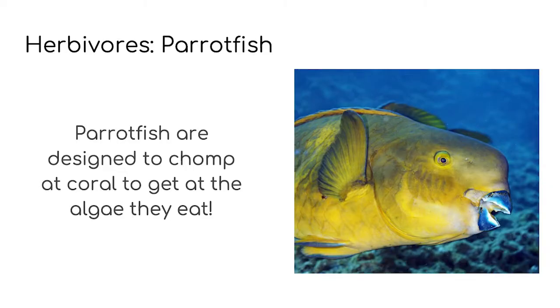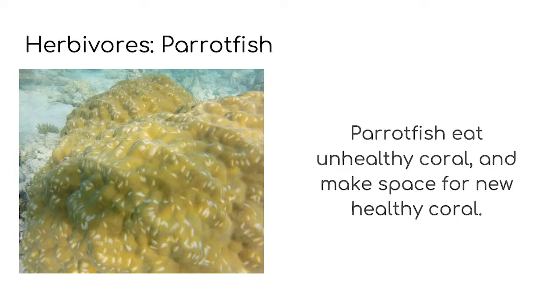Parrotfish are designed to chomp at the coral to get the algae that they eat. They have beaks, or dental plates, instead of mouths with teeth, which are perfect for scraping at the hard coral reef structure. Although parrotfish only digest the algae that lives on coral, they still have to eat the coral. You might think, looking at this picture, that parrotfish are bad for coral, but in actual fact they are quite good for the health of our coral reefs.